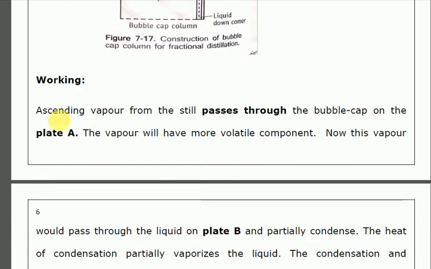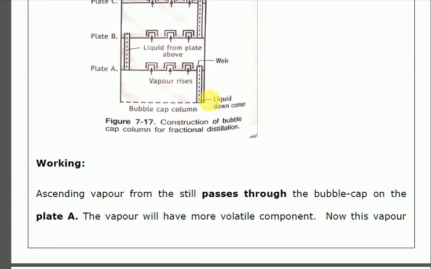Now, the working, which I am explaining. The ascending vapor, the vapor going up, rising from the still, which means the flask, here the flask is attached, passes through the bubble cap. See, it will pass through this plate A. The vapor will have more volatile component because it is collected on plate 1. So here the volatile component will be higher.